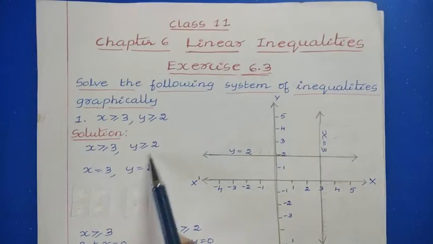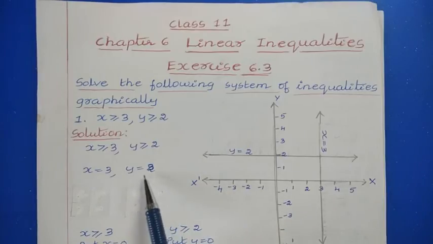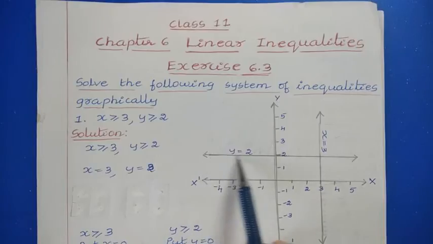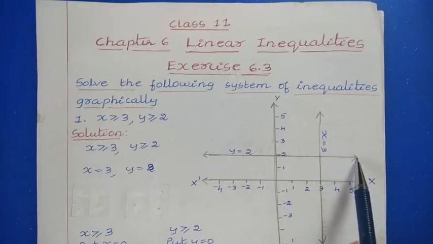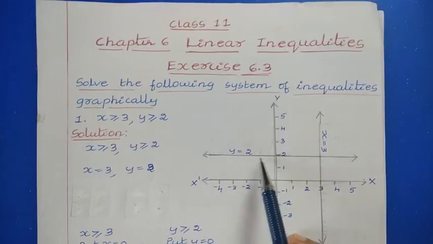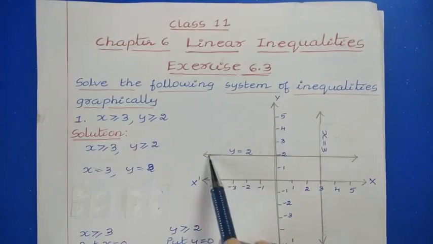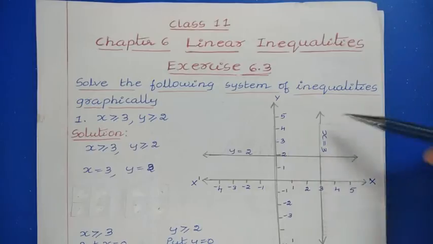Next we have y is equal to 2. Y is equal to 2 means we need to draw a line which is parallel to the x-axis. Y is equal to 2 means for different x values, the y value is equal to 2 only. So here we can draw a line this way, and this is also a solid straight line because we have the inequality greater than or equal to. So we have this line and this line.